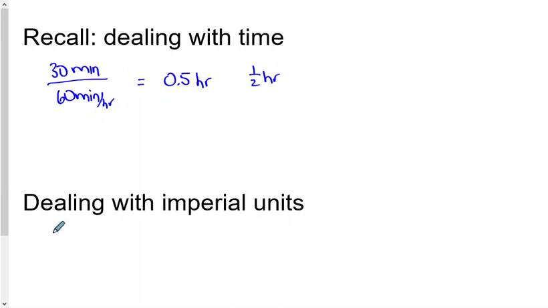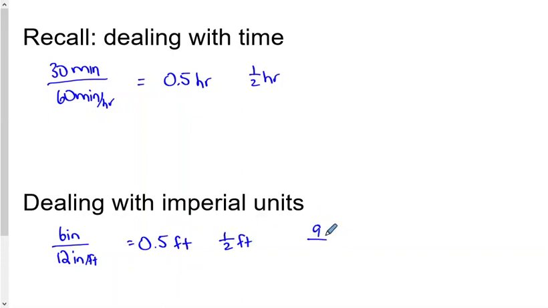Same thing with dealing with imperial units. It's not going to be a nice number like 10 or 100 or 1,000 where I can just move the decimal. So if I have 6 inches and I want to turn that into feet, I have to divide by how many inches there are in a foot, which is 12, so not a nice number like 10. So 12 inches in a foot, 6 divided by 12, I would once again get 0.5 feet, or half of a foot.